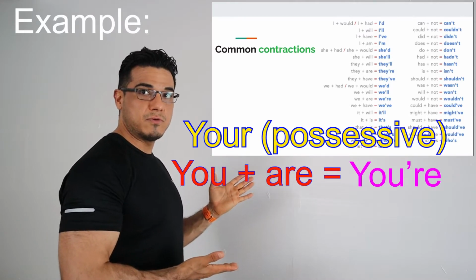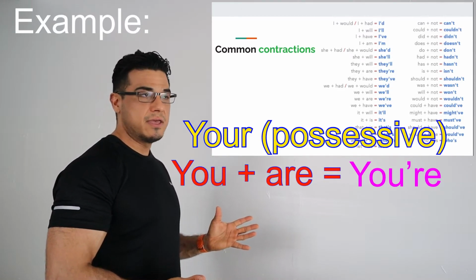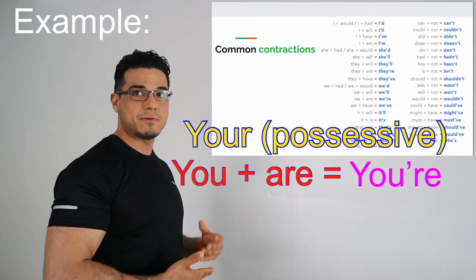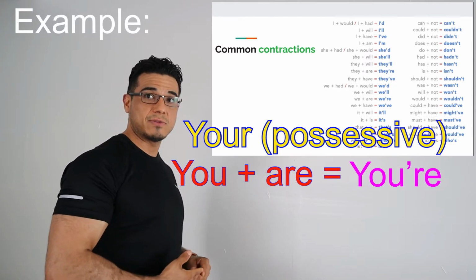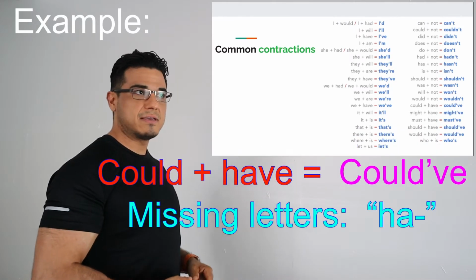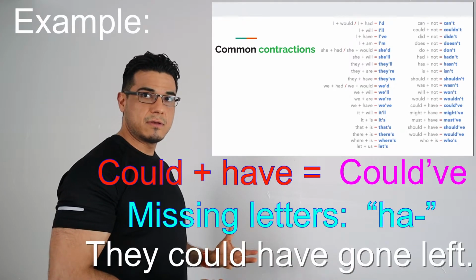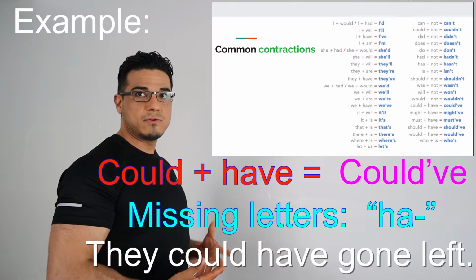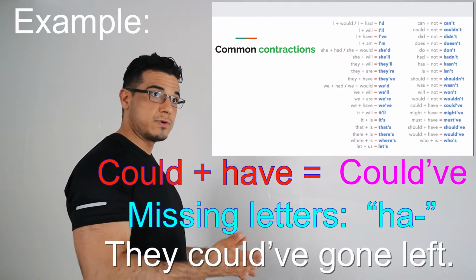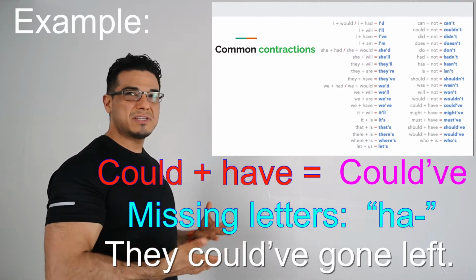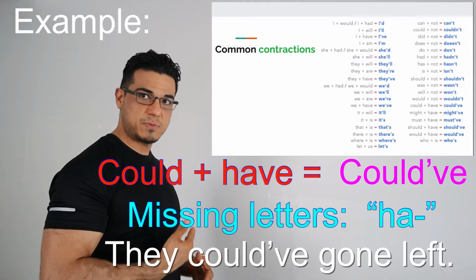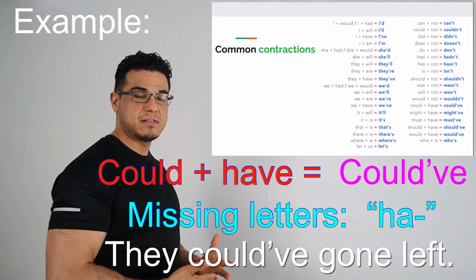The your above would show possession, which we're going to talk about later. The you're below that would be you are. That would be the contraction. Very, very different meanings, and that will be a separate video and a separate lesson. Let's go over one additional example. Could have, as in the sentence, they could have gone left. Instead, to make it sound more natural, I would say they could've gone left, right? Or turned left in that direction. So this is really just about producing more natural sounding dialogue, especially when communicating verbally in English.